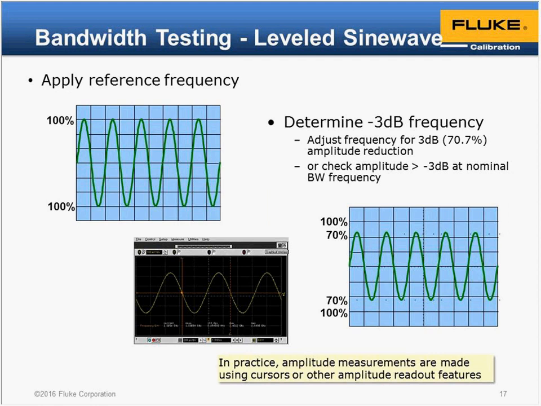So the actual test procedure is really quite simple. You apply the reference frequency, and then you either adjust the frequency until the displayed signal reduces down to 70.7% of the original value at the reference frequency, or you can go ahead and dial up the nominal bandwidth frequency to see that the signal being displayed is at 70.7%, or greater than 70.7%, of the display at the reference frequency. Now, of course, you can use the amplitude measurement capabilities built into the scope nowadays. You can do that using cursors or some other kind of signal amplitude measurement capability, which make the job easy.